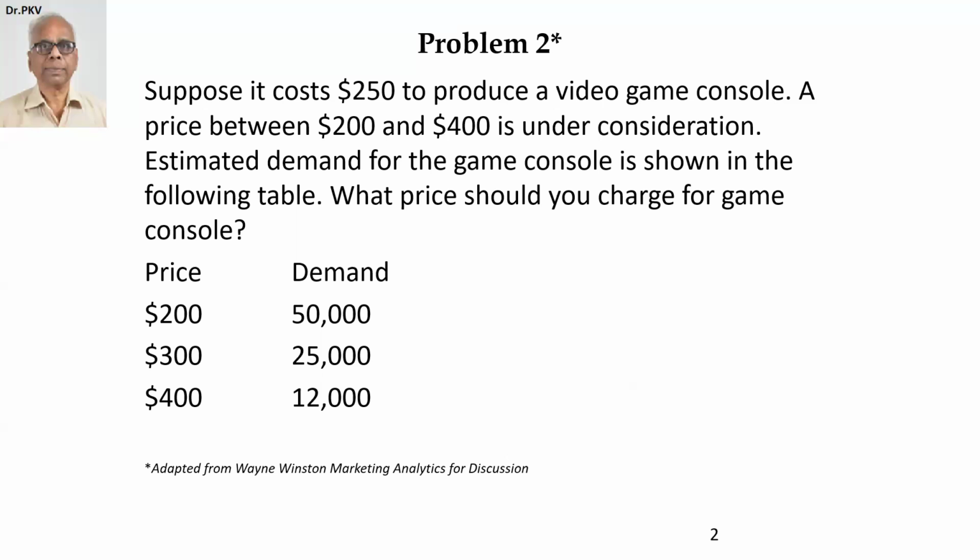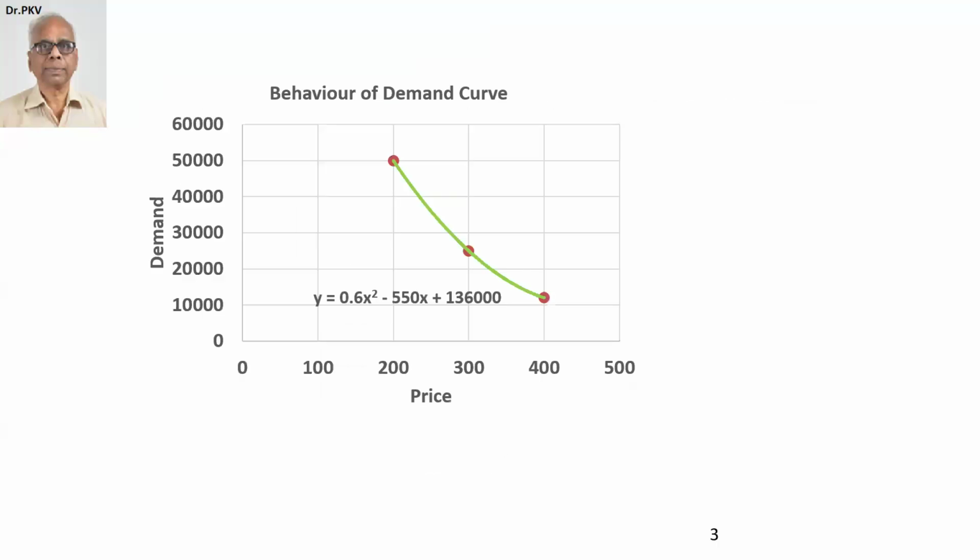In this problem, we have three distinct positions for demand corresponding to the prices $200, $300, and $400. So what we do is we plot and trace the curve and fit an appropriate equation, which we easily get in Excel. So let me just show you the graph here.